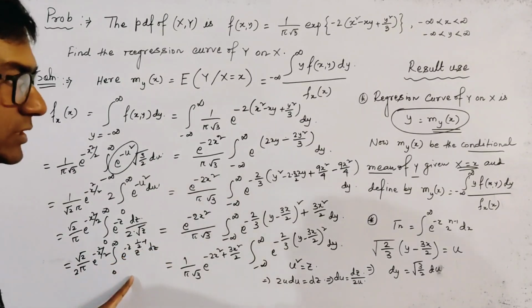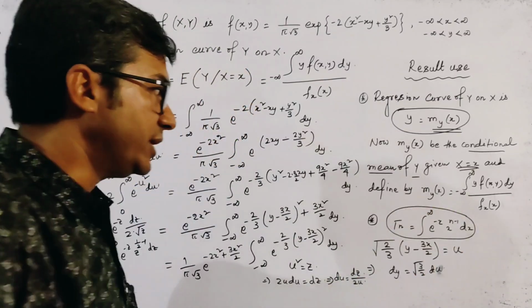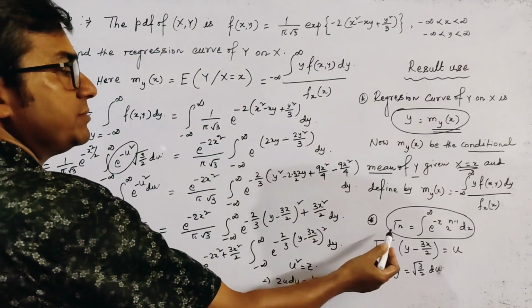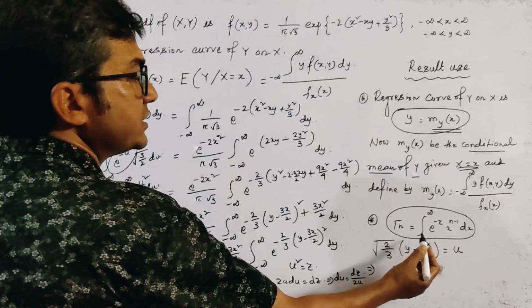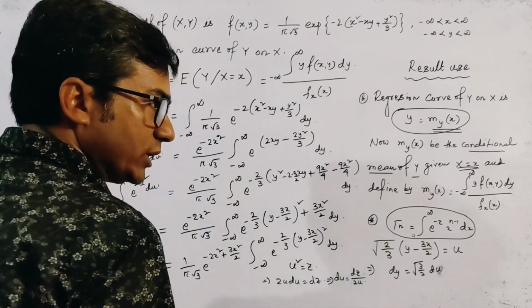Now we use the result of the gamma integration. The gamma integration is given by gamma of n equal to the integration from 0 to infinity of e to the power minus x into x to the power n minus 1.